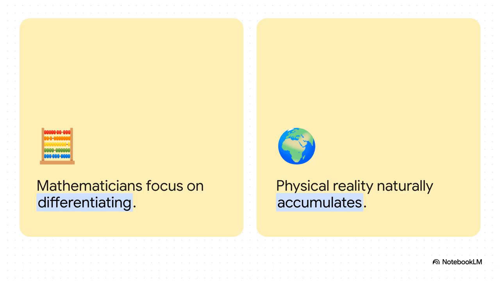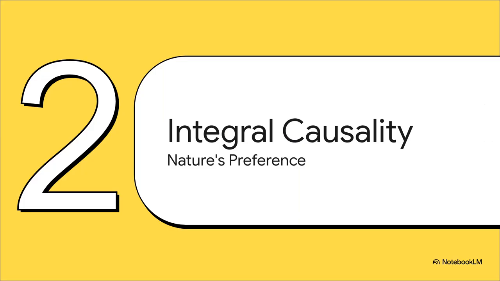But physical reality, it naturally integrates. It accumulates. Nature doesn't hit pause to calculate a derivative to figure out what happens next. Actually, scratch that. It's more like nature is inherently lazy in the absolute best way possible. It simply gathers and builds up energy over time. It just takes what it's given, accumulates it, and moves forward. This represents a massive fundamental disconnect between how we try to force mathematical calculations and how the physical world actually unfolds. Which brings us perfectly to part two, the integral causality preference.